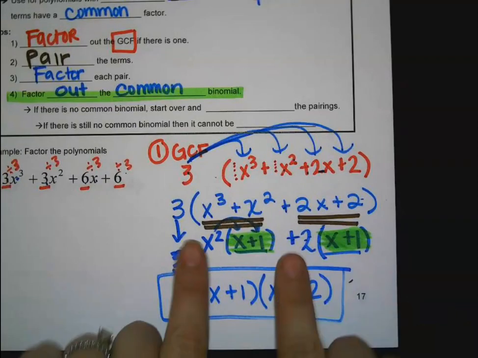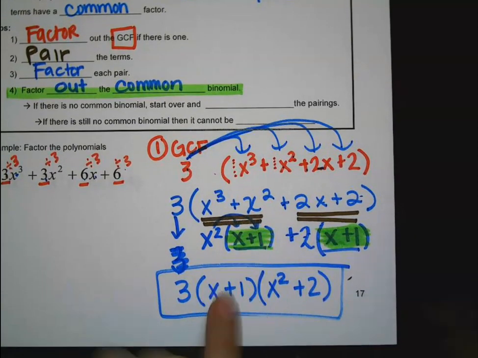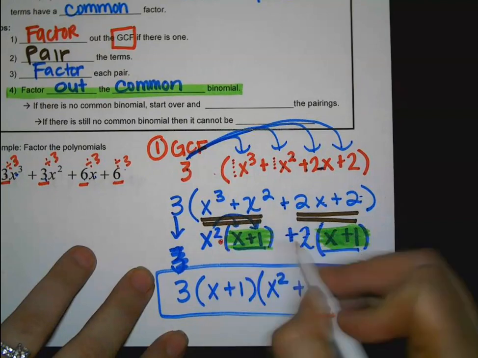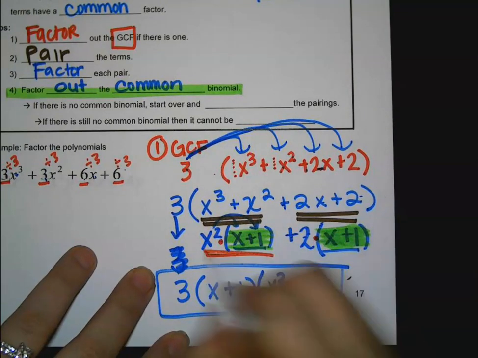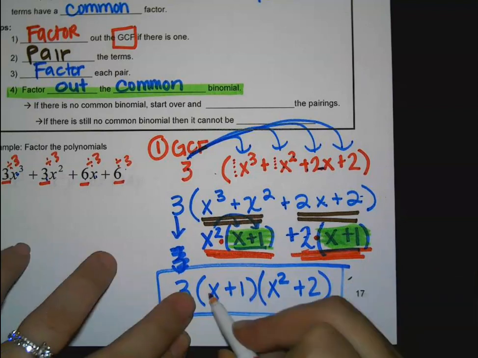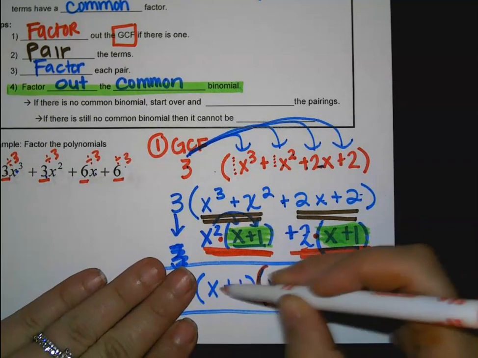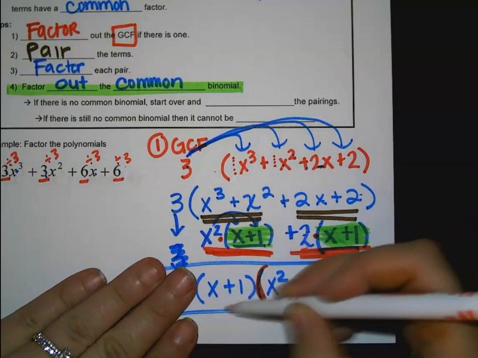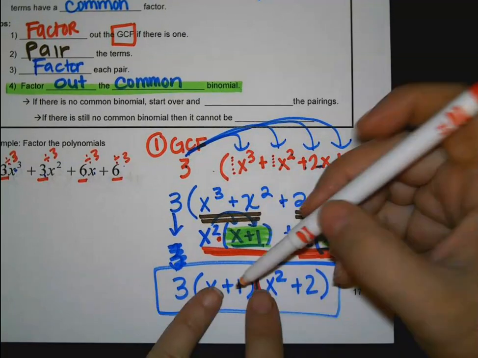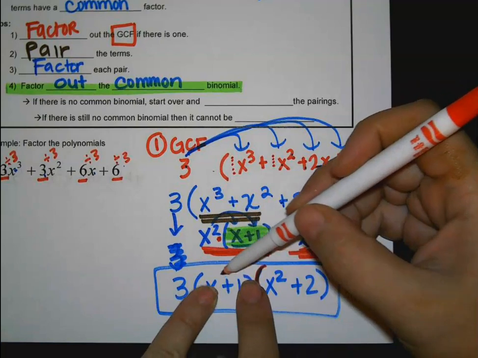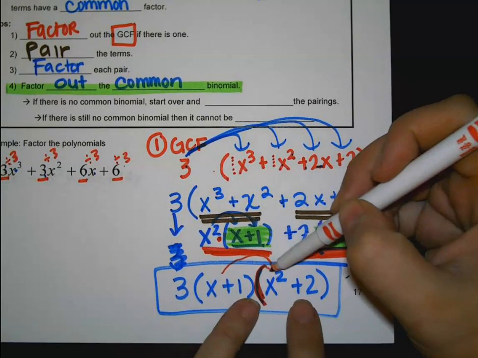So the reason why we're going to bring this down is because this is a multiplication problem and so is this. So these two both have an x plus 1 in common. So remember, that always goes in front of the parenthesis, what they have in common. So they have that in common. And what's happening here is this x plus 1 is going to get distributed here with this x squared.